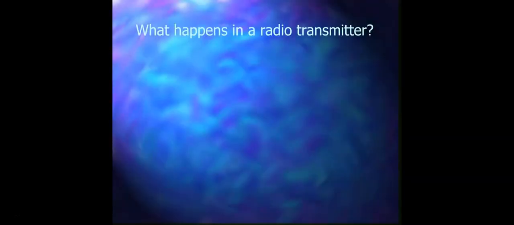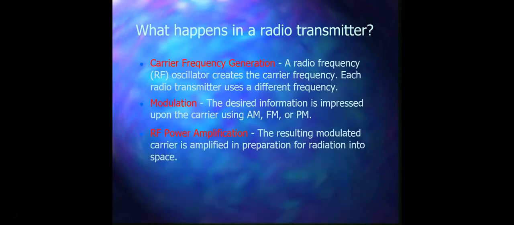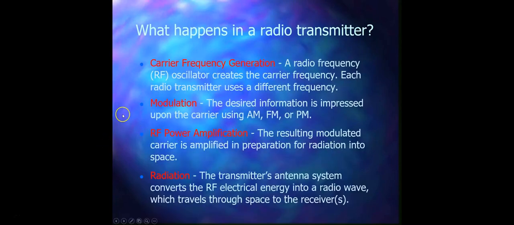Now, what happens in the radio transmitter? These are the same things which we saw in the block diagram. I'll just quickly read them. Carrier frequency generator, we have already discussed. It is a radio frequency oscillator which creates the carrier frequency. Each radio transmitter uses a different frequency. Modulation: the desired information is impressed upon the carrier using AM, FM or PM, where AM stands for amplitude modulation, FM stands for frequency modulation, and PM stands for phase modulation.